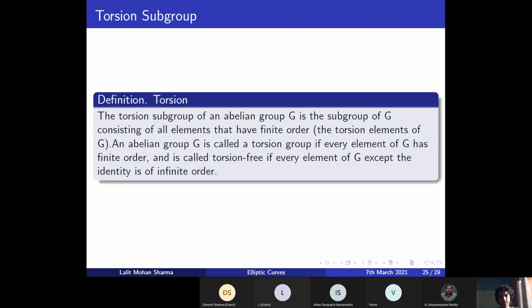So this is what I said earlier. This is the definition of torsion. The torsion subgroup of an abelian group is just the subgroup of G which consists of all the elements of finite order. And you can prove that it's going to be a subgroup using the subgroup test. So would anyone like to prove it, just using the subgroup test?